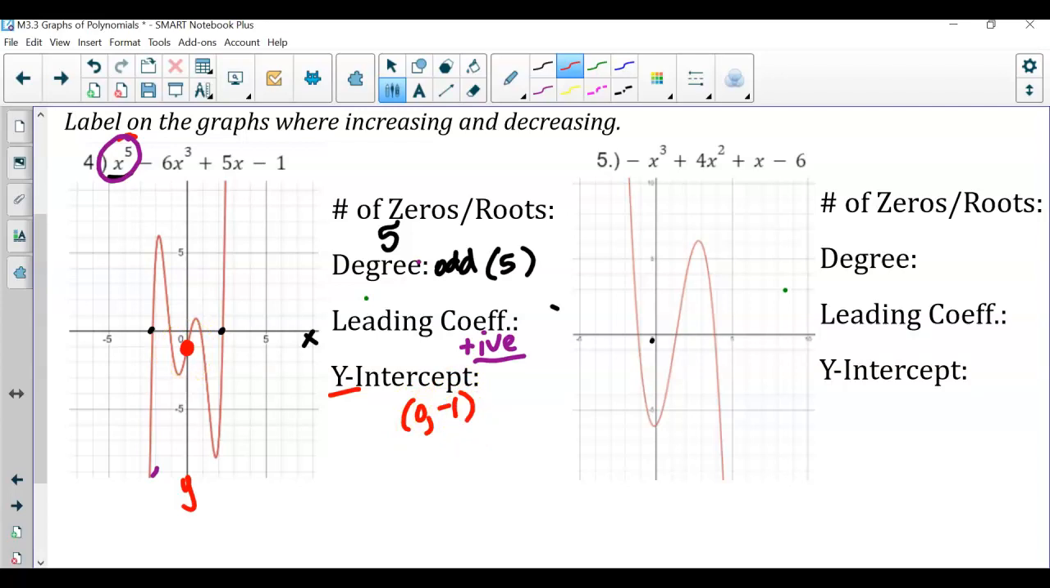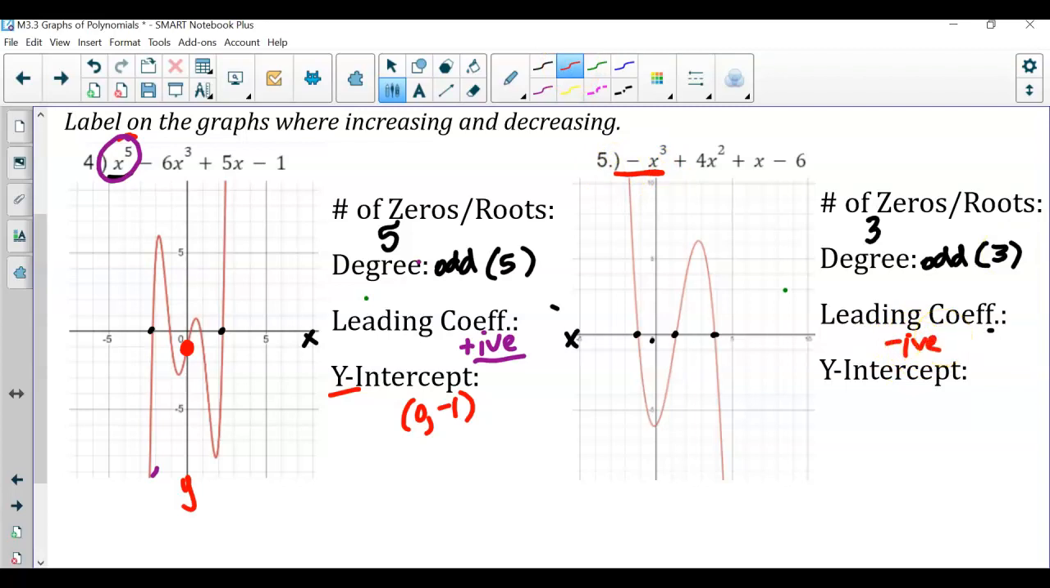So try this one on your own. Let's see what you get. And here we go. So how many zeros are there? Well, we have 1, 2, 3 zeros. So here we have 3 roots, 3 solutions. Then we know the degree is odd, but what specifically is the degree? 3. Then the leading coefficient we know from the equation is negative.